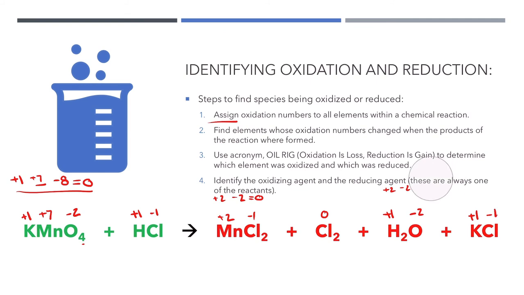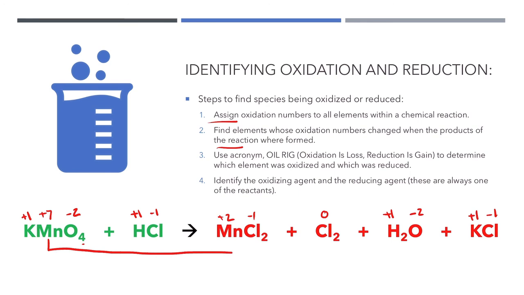All right, so now we've gone through and we've assigned all of our oxidation numbers here. And step 2 says to find the elements whose oxidation numbers changed when the products of the reaction were formed. So what we're doing is looking at the reactant side and the product side, and looking to see which 2 elements had oxidation numbers that changed. And the first one that I see is manganese. Manganese went from a +7 to a +2.